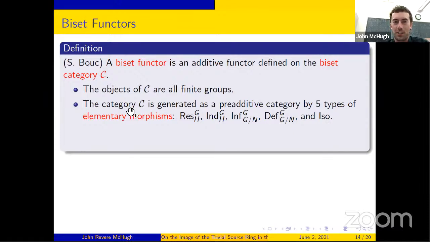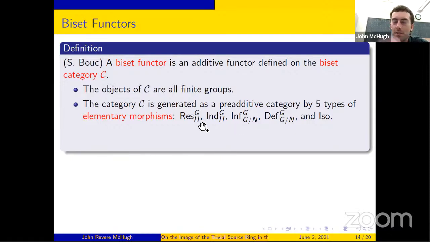So what do I mean? The category C is generated by these morphisms. So these elementary morphisms, if you compose them in any possible way, and then sum those compositions, you get all the morphisms in the category.